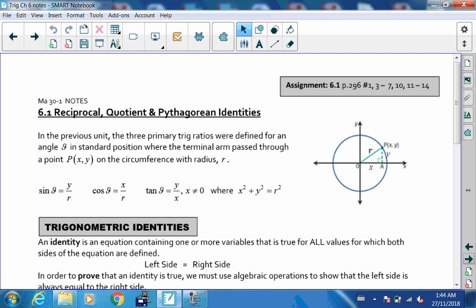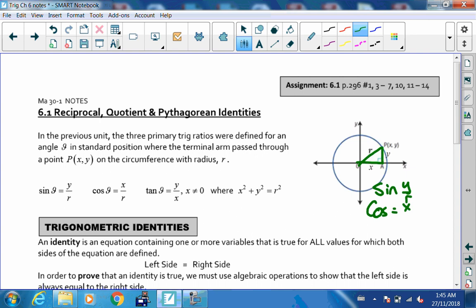So remember from our unit circle that we basically set this up. If we have our little angle over here, our r, our y, and our x, then we saw that by basic SOHCAHTOA, we know that sine is y over r, cos is x over r, and tan is y over x. Again, that's our SOHCAHTOA. And so that ends up being something that's true.